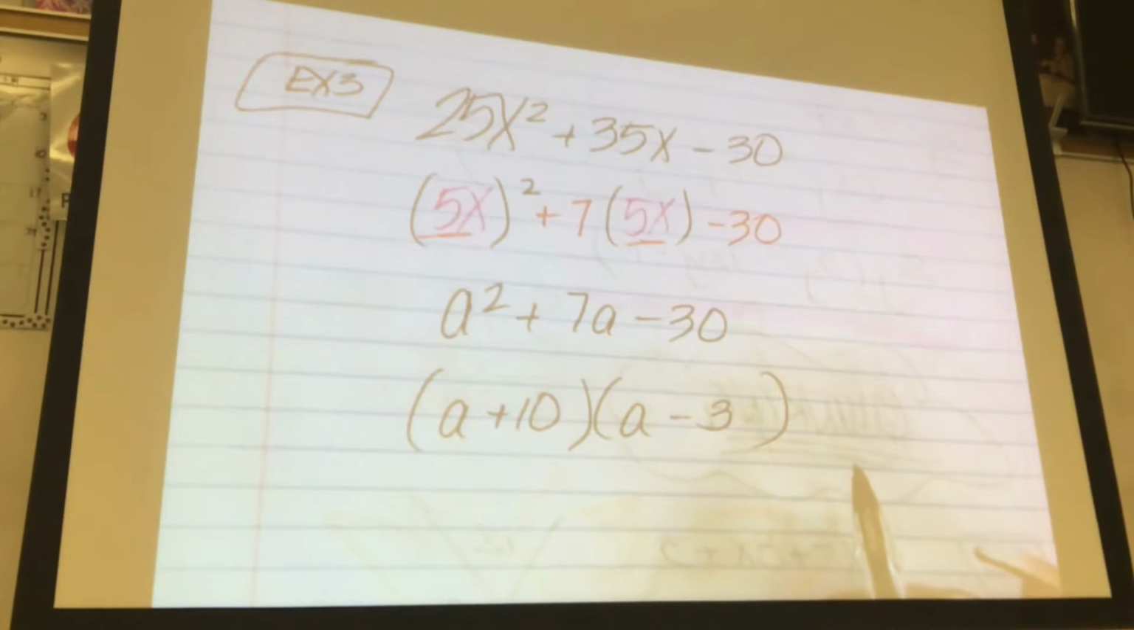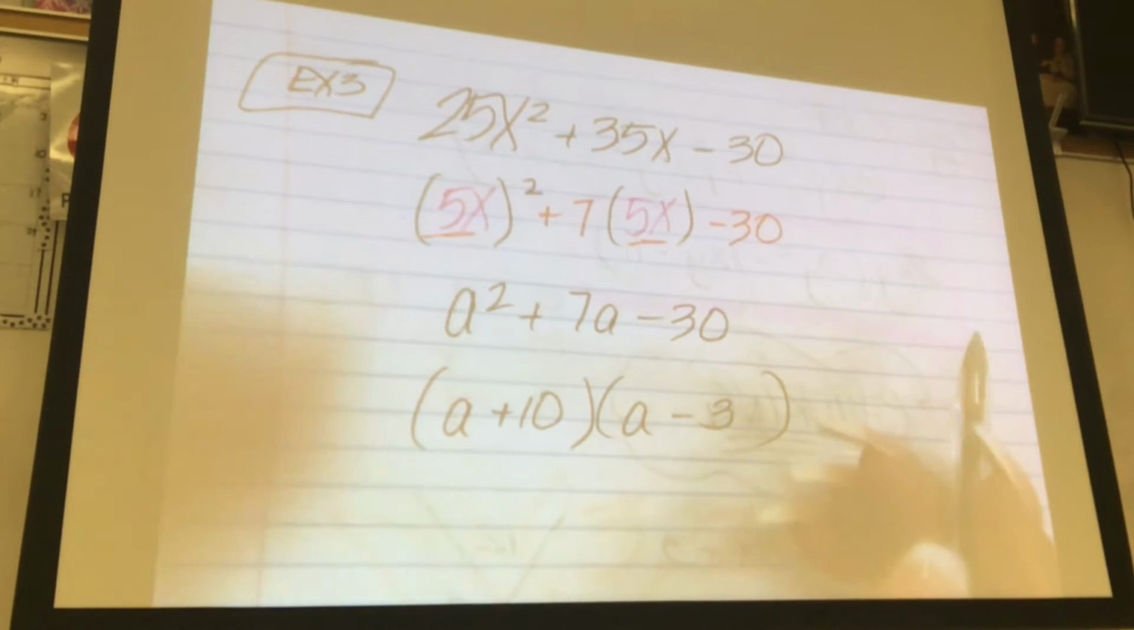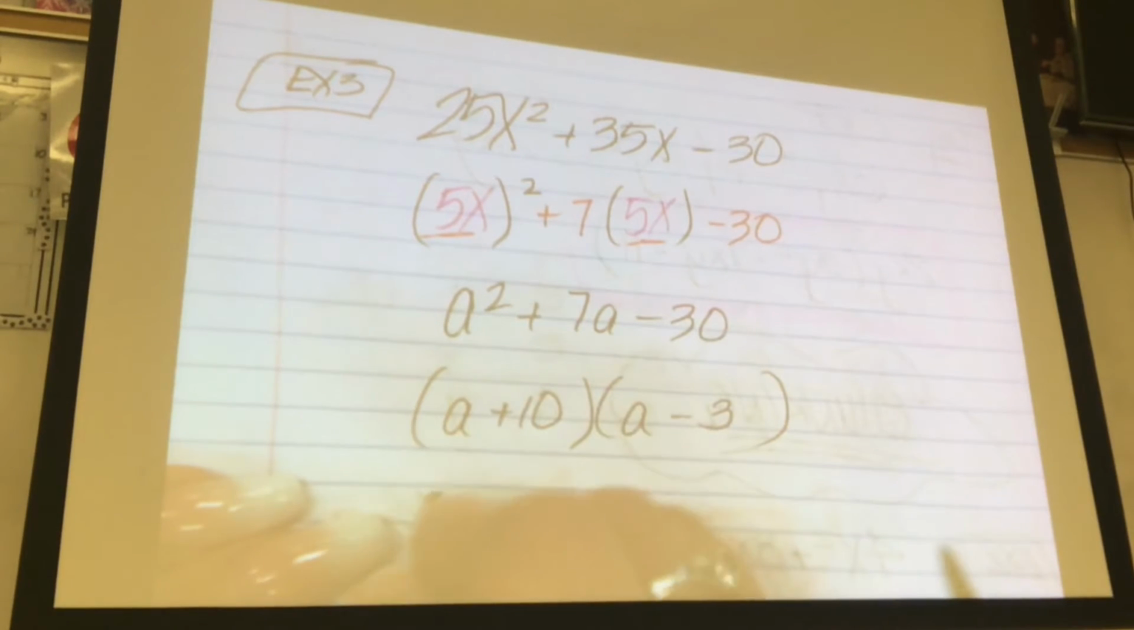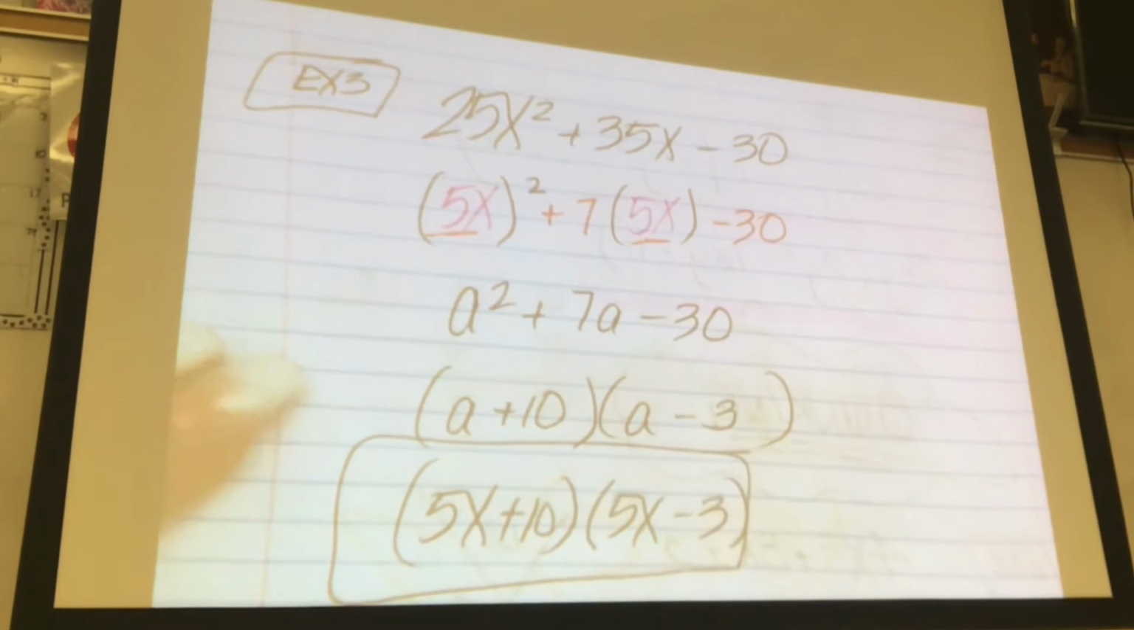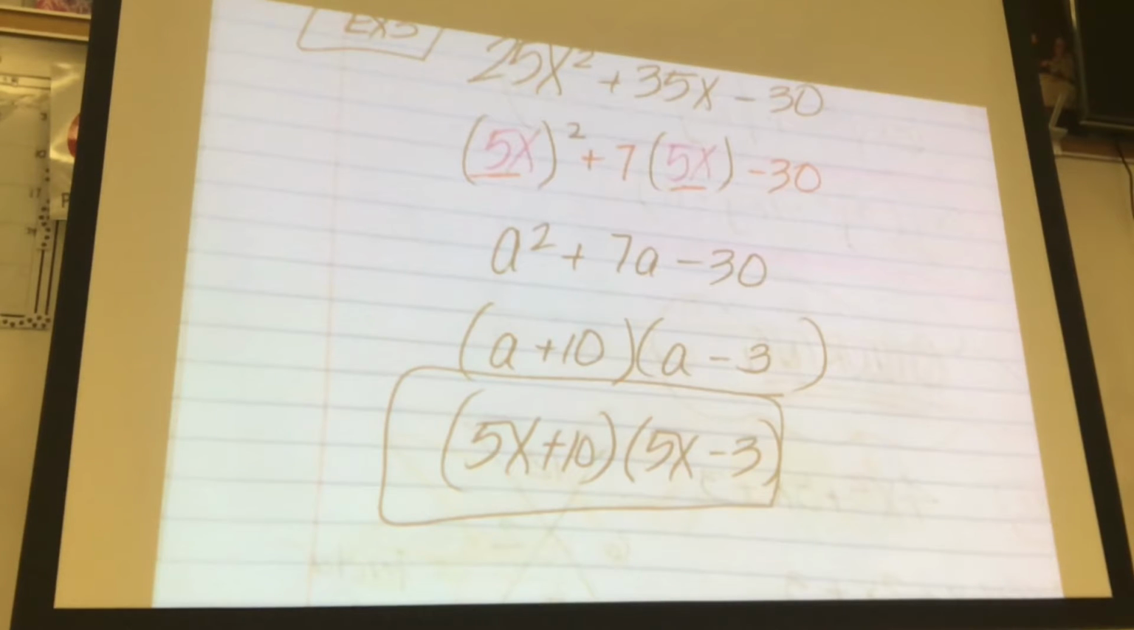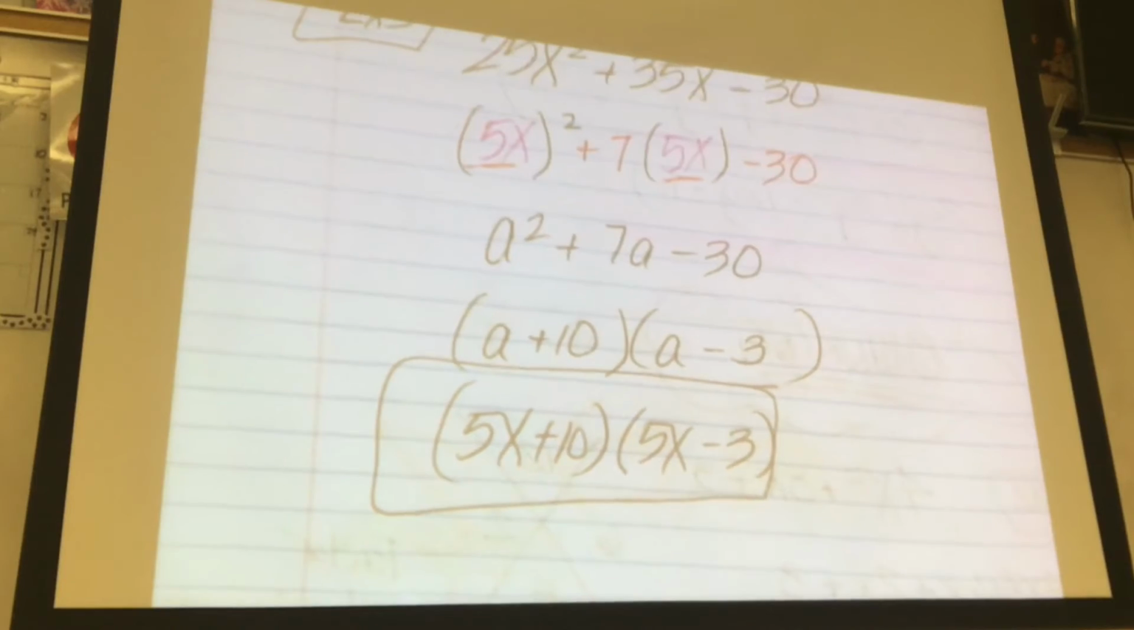Alright, cool. Kathleen, how are you doing back there? Is the answer with a's or with x's? X's. So when you're done, instead of leaving the a's, what are you going to do? 5x plus 10 and 5x minus 3. Do you see why people like chunking now? Instead of having to do a lightning bolt and finding the greatest common factor and all that. You see it? Alright, let me give you a doyo.